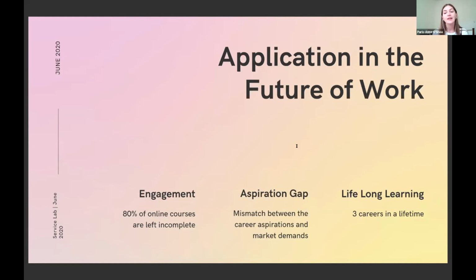And then finally, lifelong learning. We're going to have three or more careers in a lifetime. And so I don't know whether you can imagine yourself going through this system and defining what it is that you want to learn and how you're going to learn it.